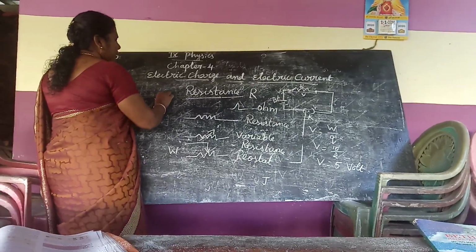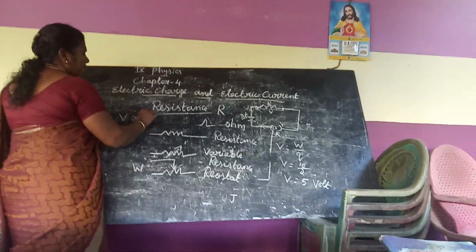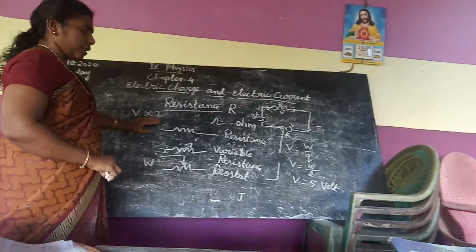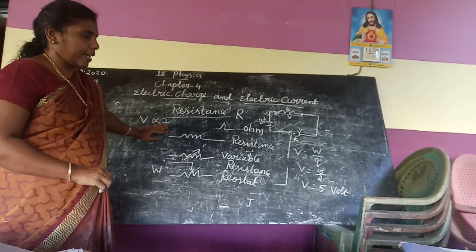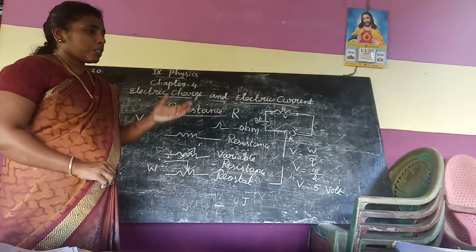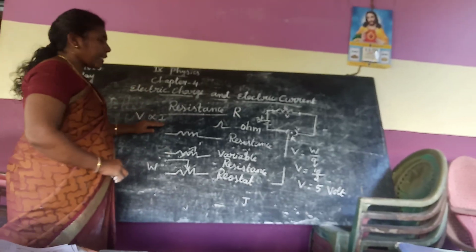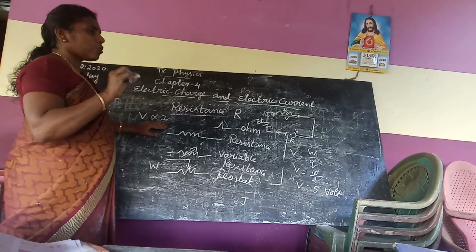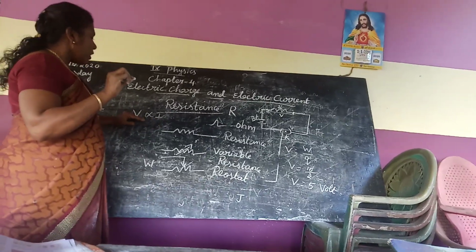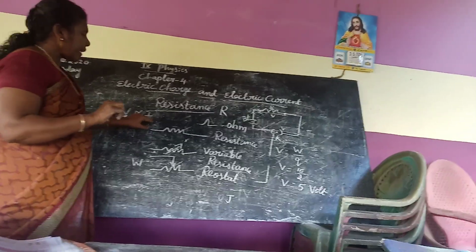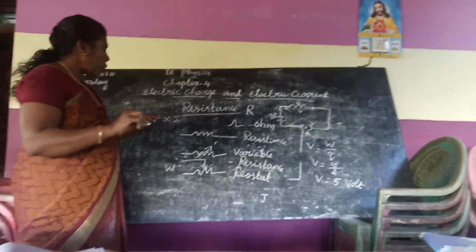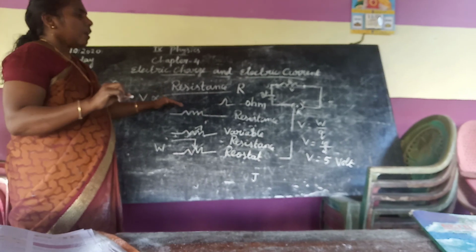Ohm's law is the relation between the voltage and current only. What is Ohm's law? We can learn it now. Ohm's law means the relation between the potential difference, which you know is denoted by the letter V, and the electric current, denoted by the letter I. These two relations only make up Ohm's law.